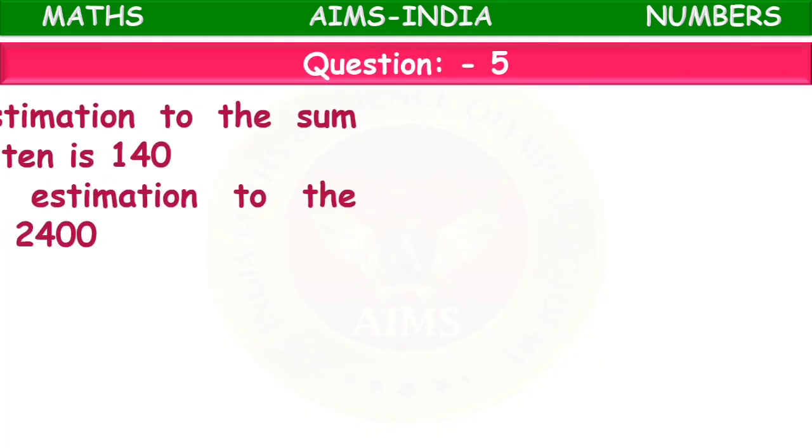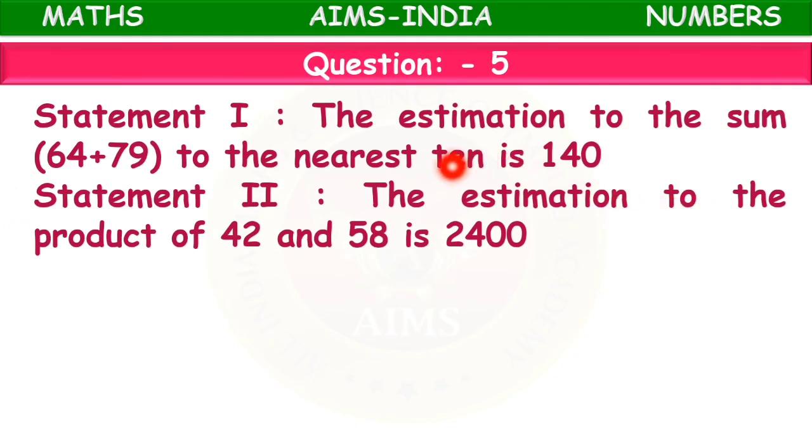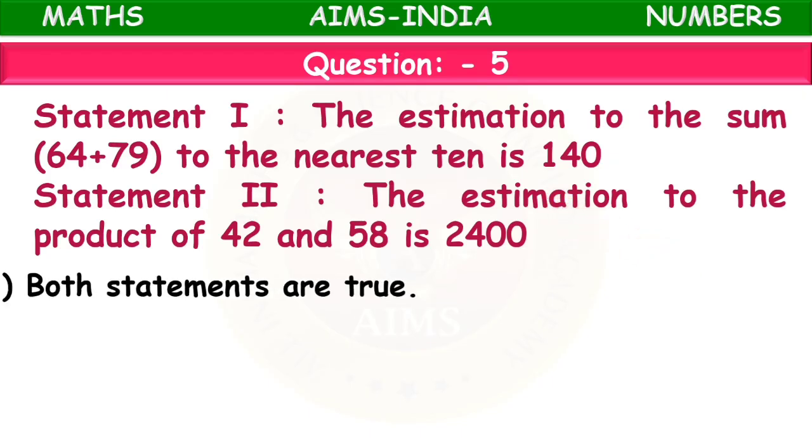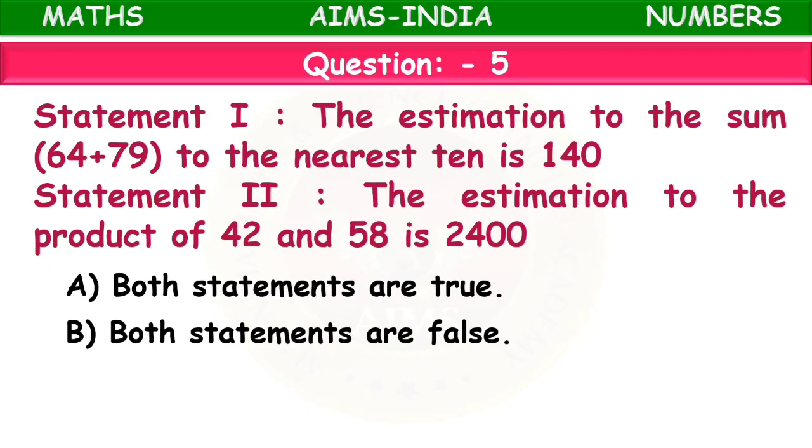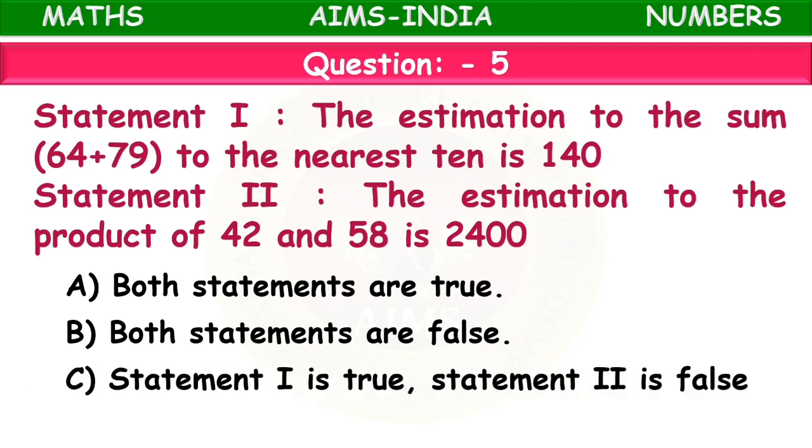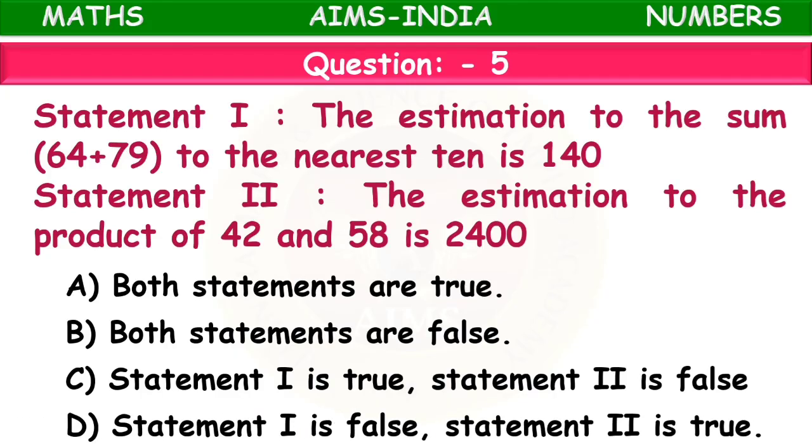Moving on to question number 5. Statement 1: The estimation of the sum 64 plus 79 to the nearest 10 is 140. Statement 2: The estimation of the product of 42 and 58 is 2400. Option A, both statements are true. Option B, both statements are false. Option C, statement 1 is true and statement 2 is false. Option D, statement 1 is false and statement 2 is true.